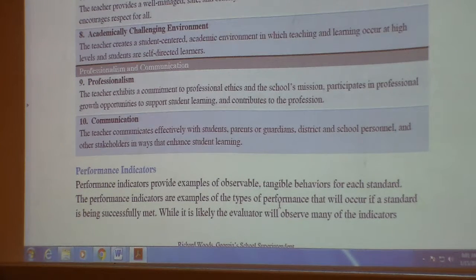Is it academically challenging? We're still looking for student-centered and high levels, and getting to the point now where students are self-directed learners. Still, that's a little bit of a paradigm shift because we used to do it a certain way, but it has to be student-centered. And with the way you all are using technology, you all are doing a pretty good job of making it student-centered. And then professionalism.